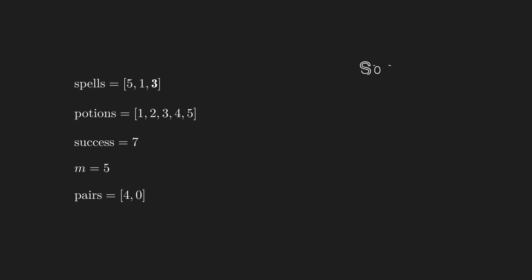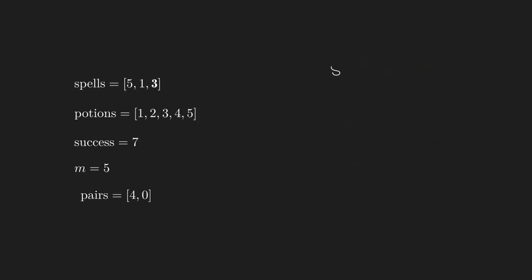Finally, we process the third and last spell, which has a strength of 3. We calculate the minimum potion threshold one last time, 7 plus 3 minus 1 equals 9. We then take 9 and integer divide it by the spell strength, 3. 9 integer divided by 3 gives us exactly 3. So, we need a potion of strength 3 or greater.